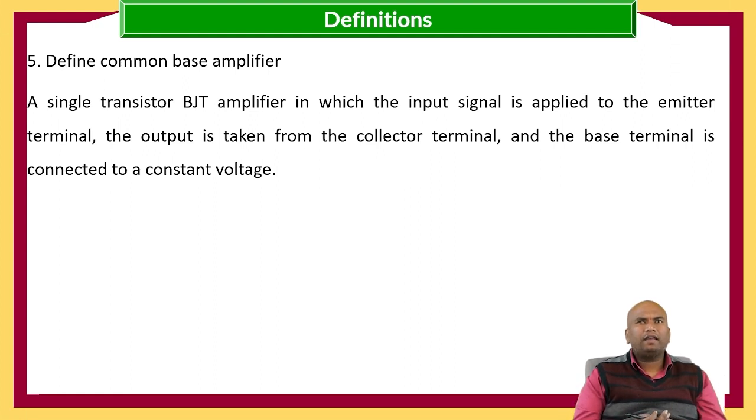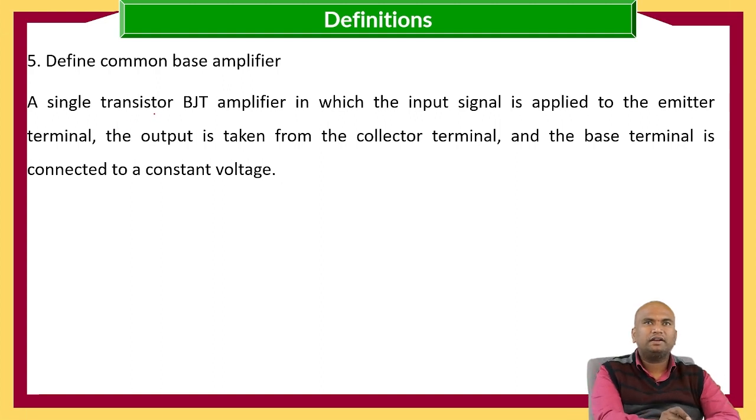Define common base amplifier. The name itself says common base. We are making base common to the collector and the emitter. That is, we are going to give the collector to base voltage and emitter to base voltage. These are the two voltages which we give for the amplifier.